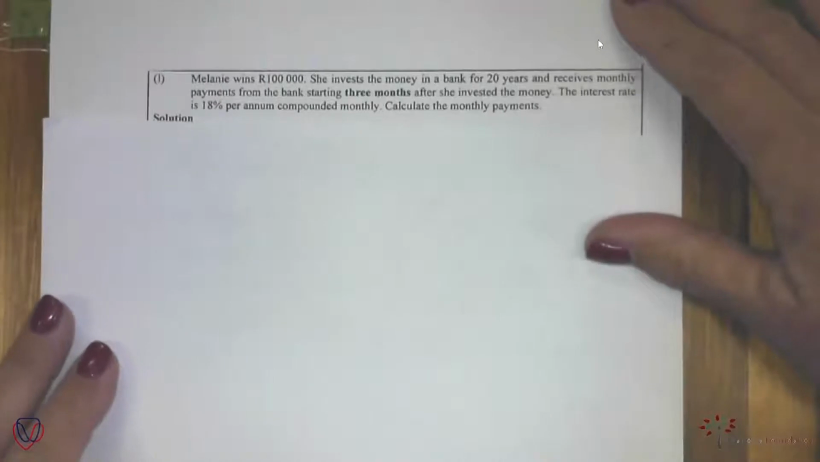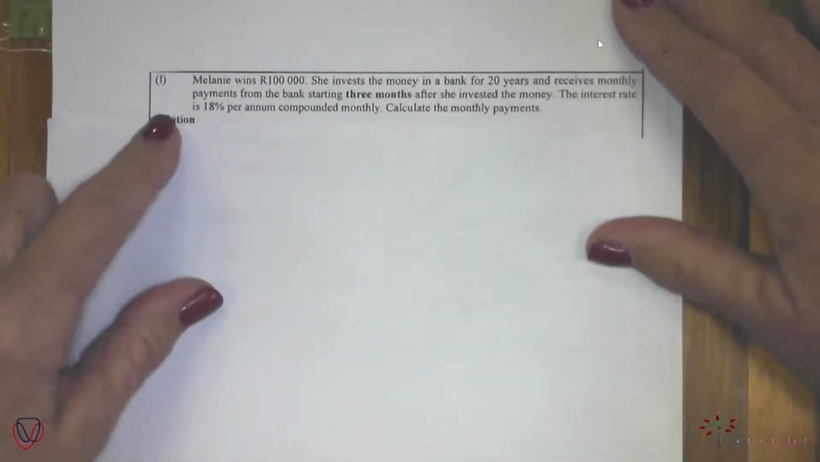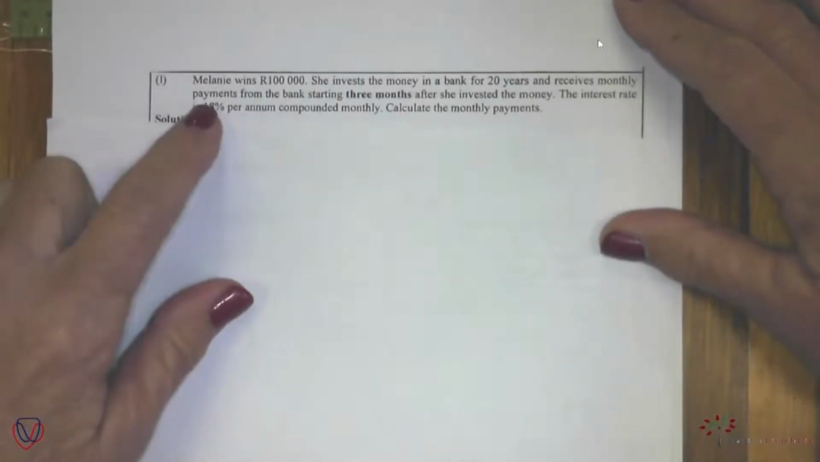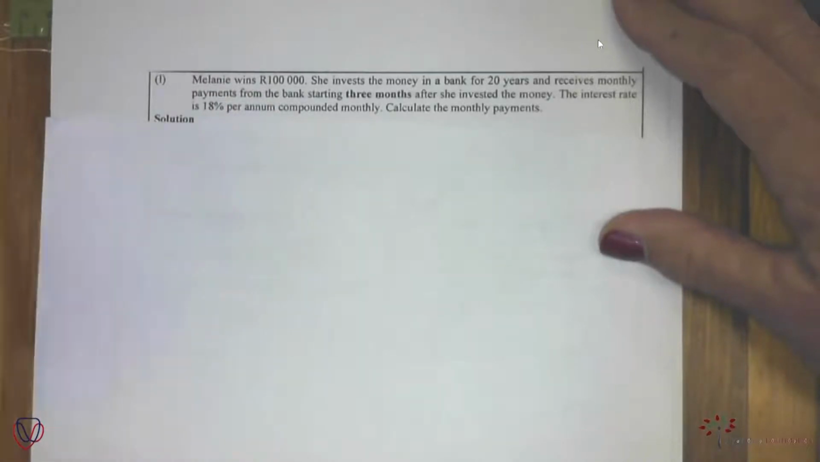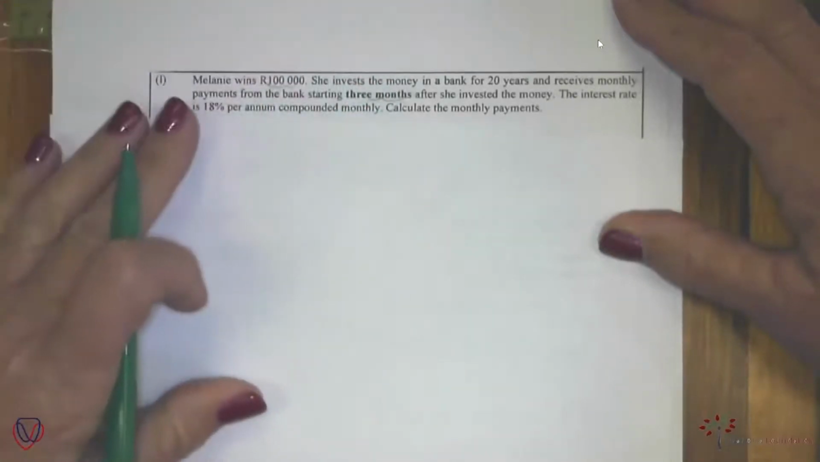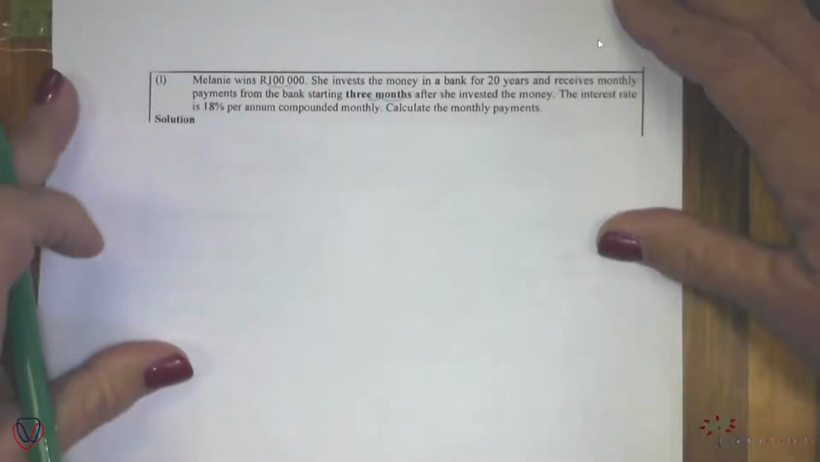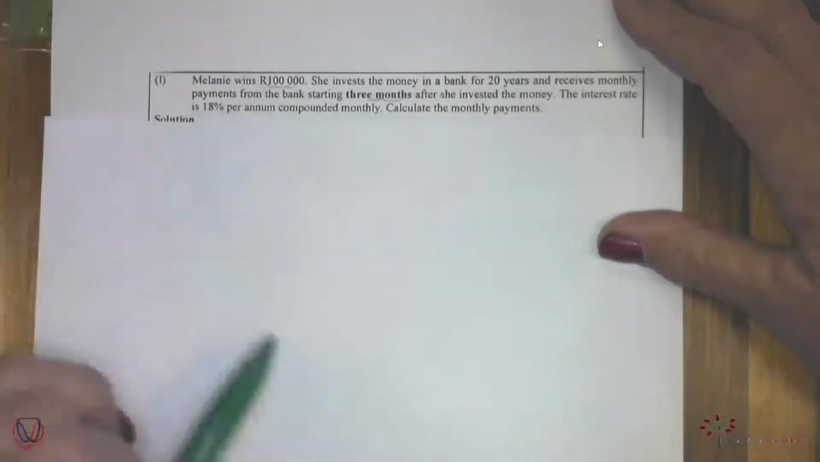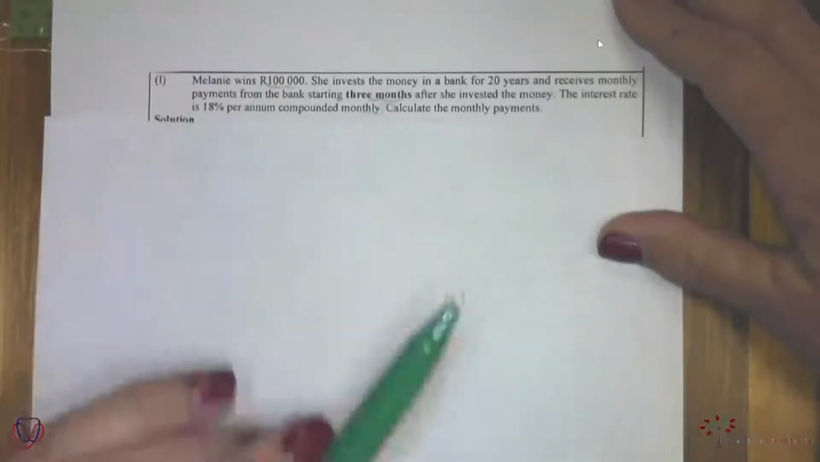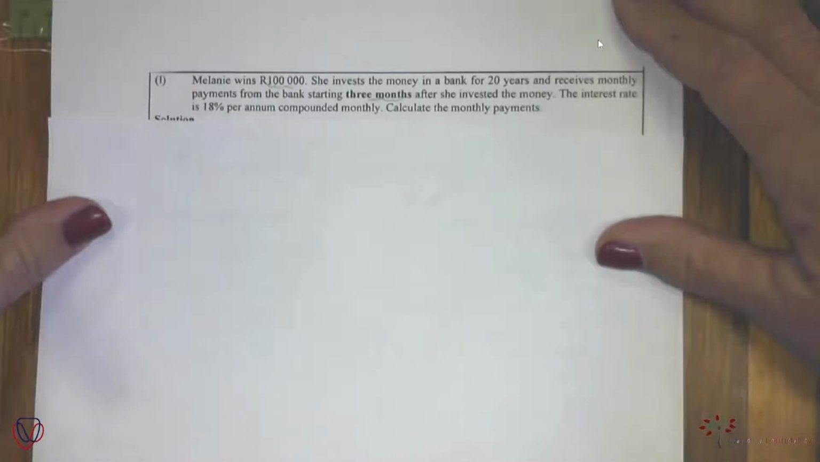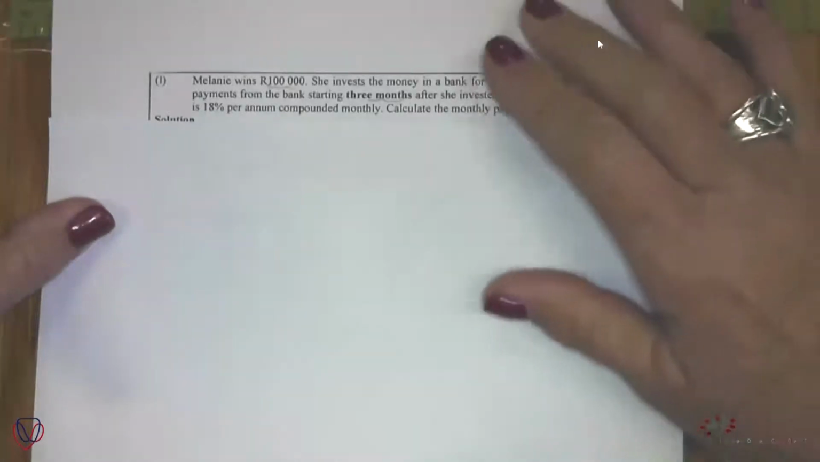Let's have a look at the first one. Melanie wins 100,000 Rand. She invests the money in a bank for 20 years and receives monthly payments from the bank, starting 3 months after she invested the money. She wins this, she put it in a bank, she saved it. What a wise girl. And then she started getting money back from the bank, interest, starting 3 months after she invested the money. The interest rate is 18% per annum, compounded monthly. Calculate the monthly payments.